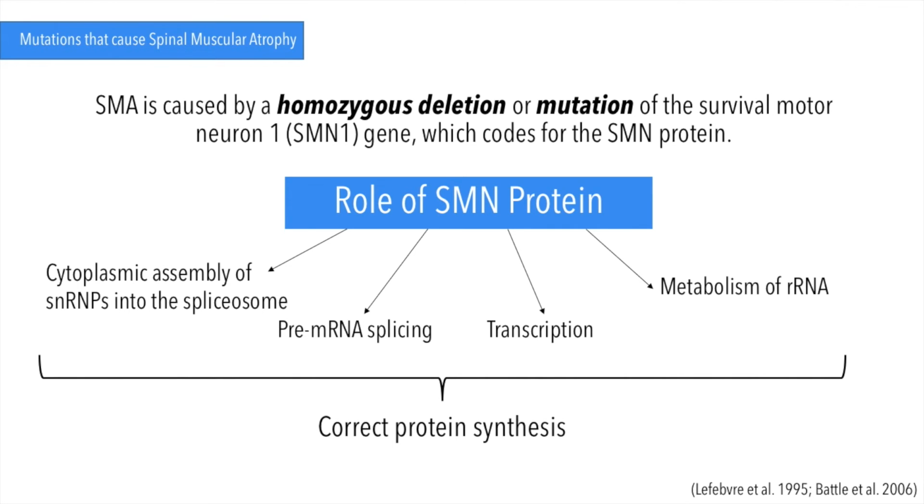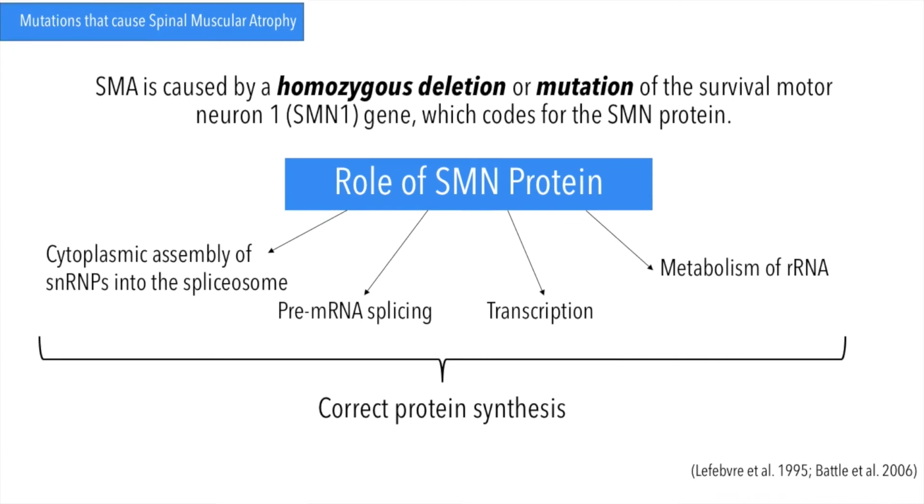The lack of SMN proteins results in widespread splicing defects of numerous other genes, which causes incorrect protein synthesis in motor neurons, leading to their atrophy.